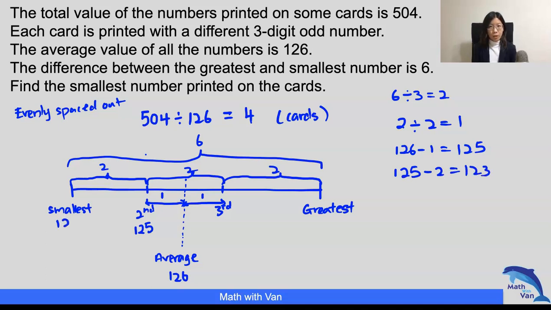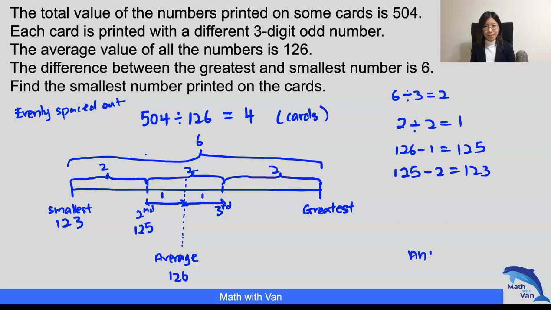So you see that when the numbers are evenly spaced out like that, we can just conclude that the average is exactly in between the second and the third, since there are 4 numbers here. It's the midway between the second and the third.